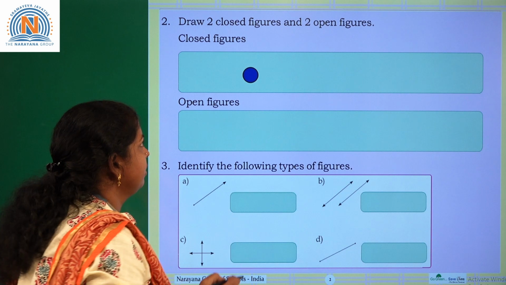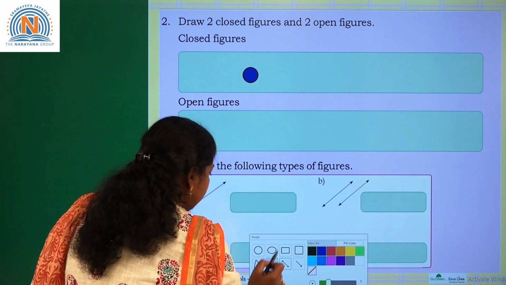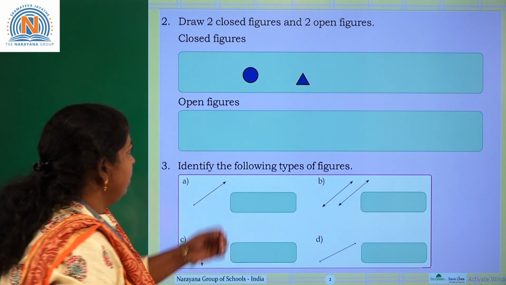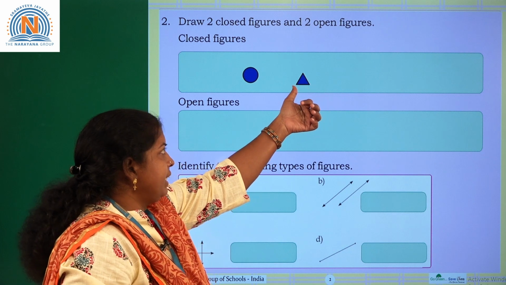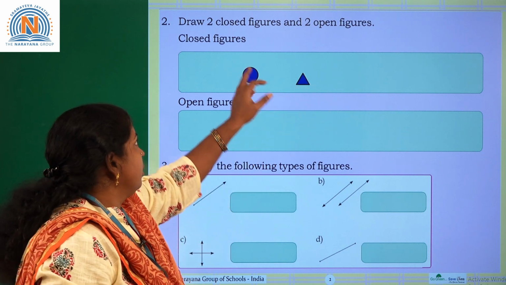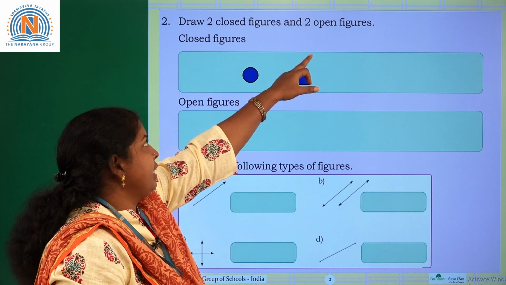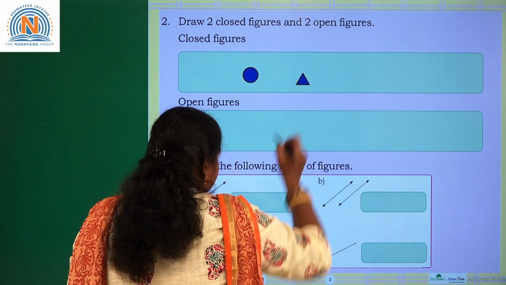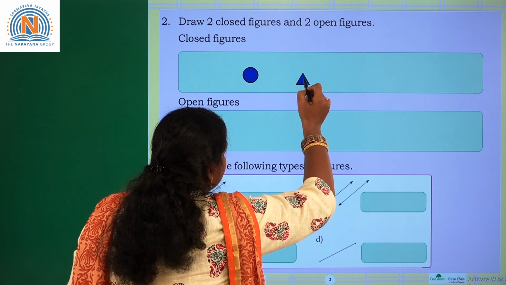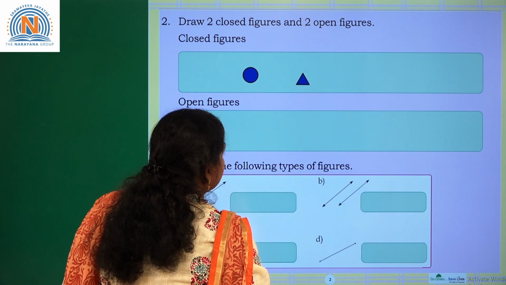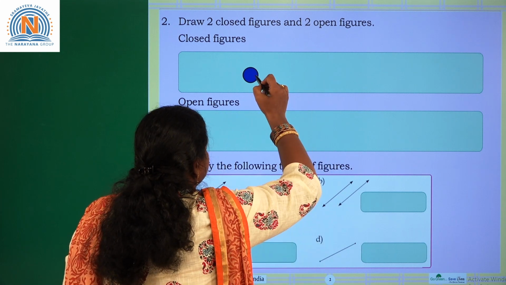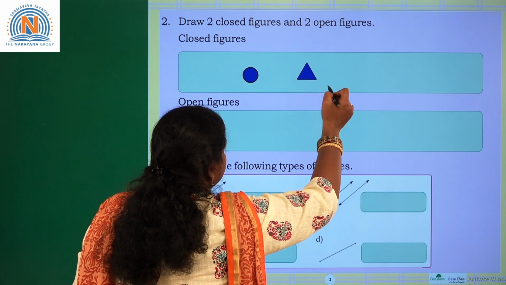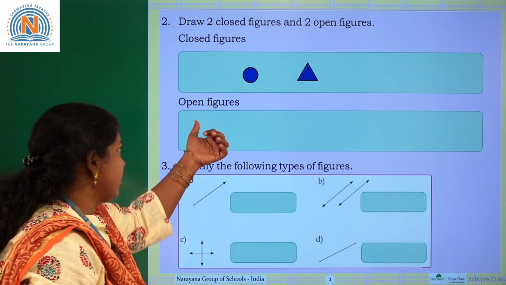Circle is a closed figure. Any other closed figure, children? I am considering another closed figure, triangle. You have started at one point and you have completed at that same point, right? You require 2 closed figures and 2 open figures, right? Let us draw. Right. And next, open figures.